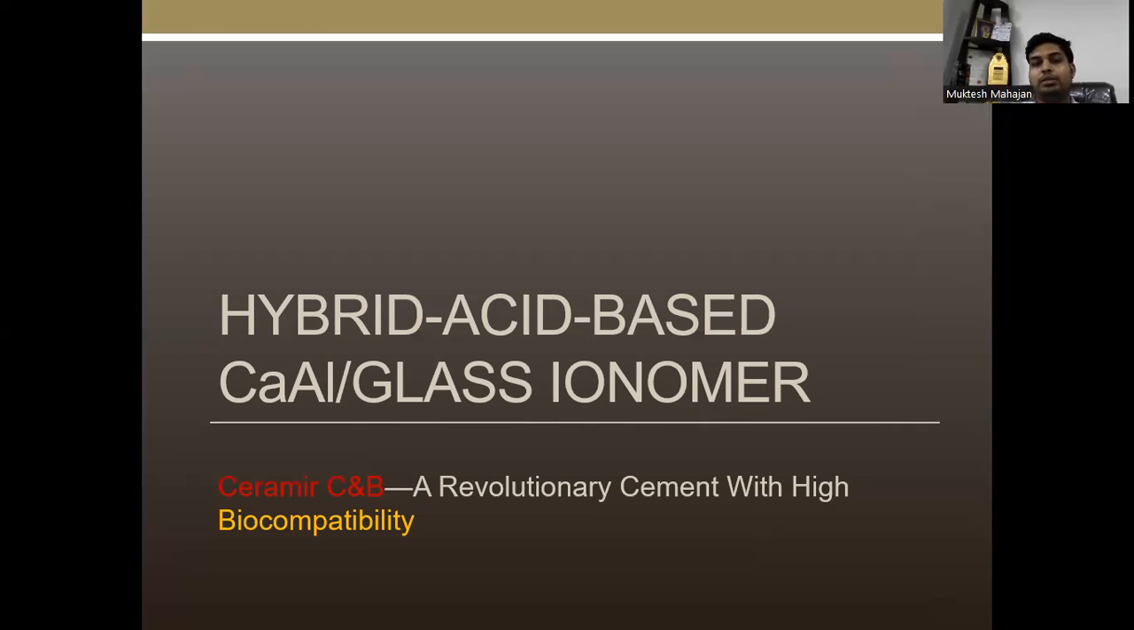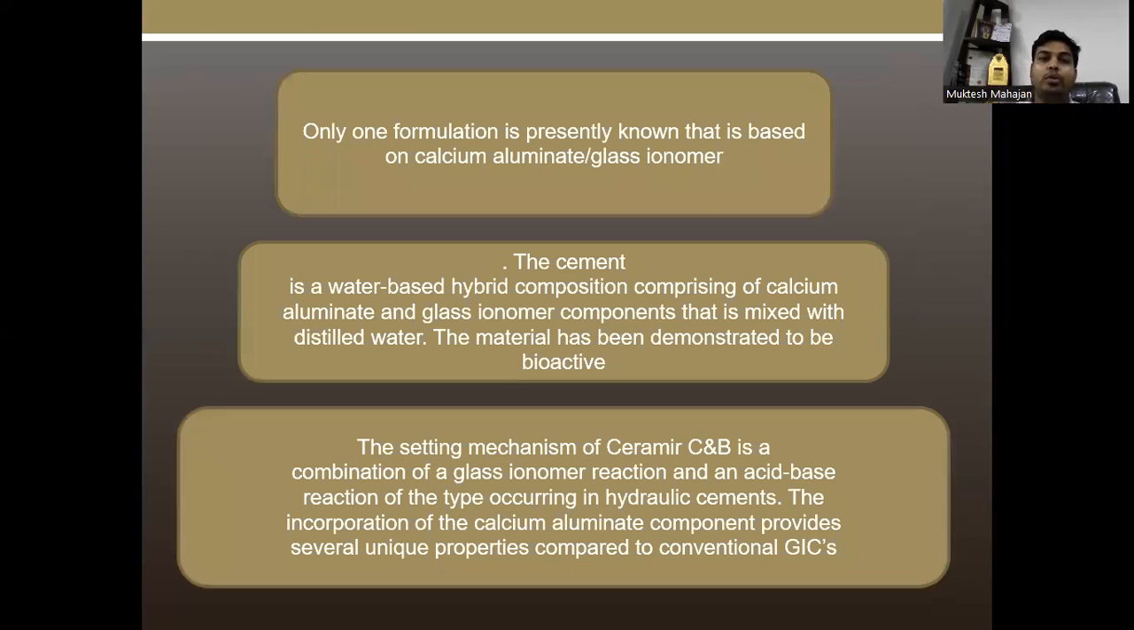The hybrid acid-base glass ionomer, Ceramir C&B, is a revolutionary cement with high biocompatibility. Only one formulation is presently known that is based on calcium aluminate and glass ionomer. The cement is a water-based hybrid composition comprising calcium aluminate and glass ionomer components that are mixed with distilled water. The material has been demonstrated to be bioactive. The setting mechanism of Ceramir C&B is a combination of the glass ionomer reaction and the acid-base reaction of the type occurring in hydraulic cement.